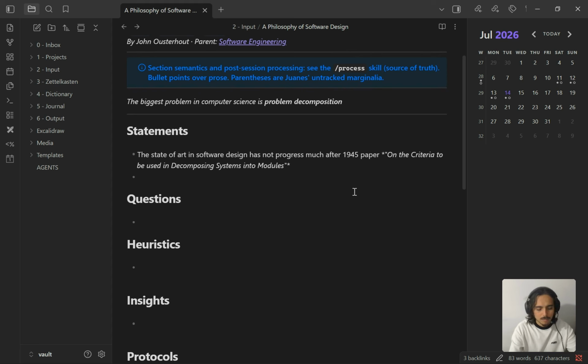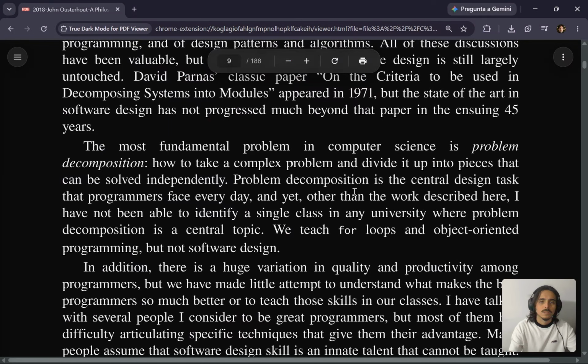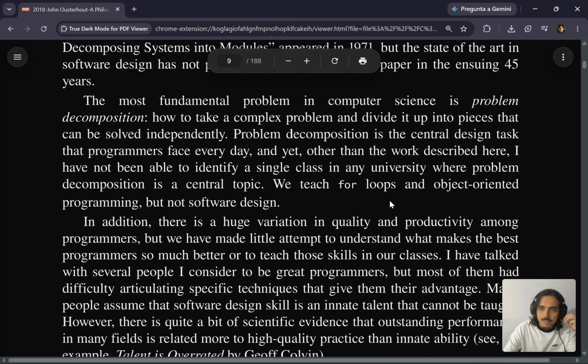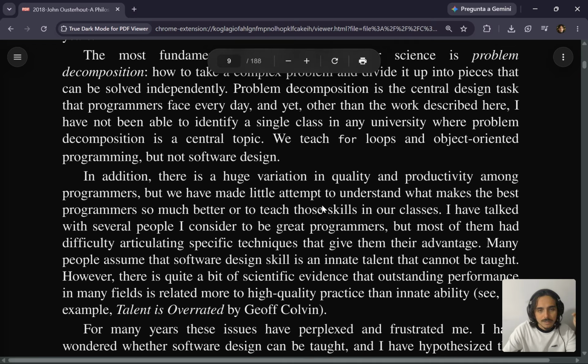It's problem decomposition. How to take a complex problem and divide it up into pieces. Problem decomposition is the central design task that programmers face every day, and yet, other than the work described here, I have not been able to identify a single class in any university where problem decomposition is a central topic. We teach for loops and object-oriented programming, but not software design.